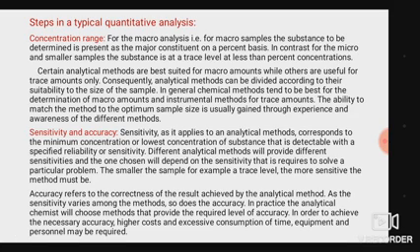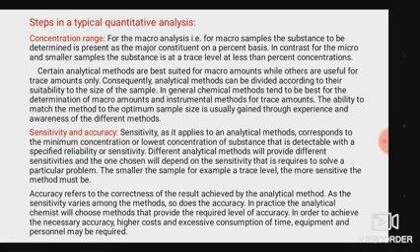So the smaller the sample, for example trace level, the more sensitive the method must be. If the sample size is very small, then the most sensitive method is to be used. So what about the accuracy? Accuracy refers to the correctness of the result achieved by the analytical method. Accuracy means correctness. So which type of method, how correct is this method.